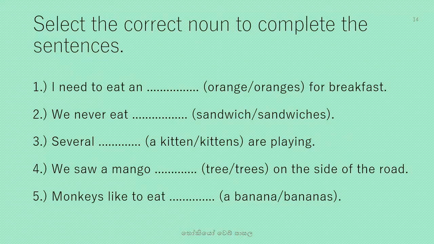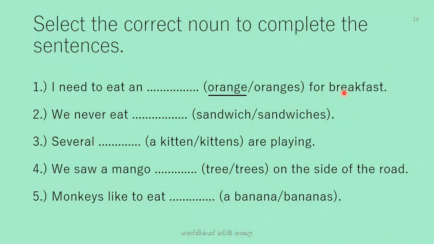Okay, so I hope you might have completed this exercise. So let's do it together. The first sentence: I need to eat an blank for breakfast. So we use a or an when we are representing a singular noun. So out of these two, what is the suitable singular word? It is orange. I need to eat an orange for breakfast.